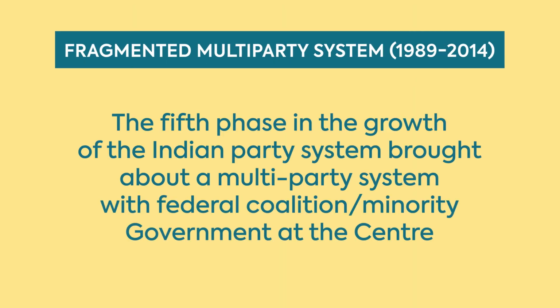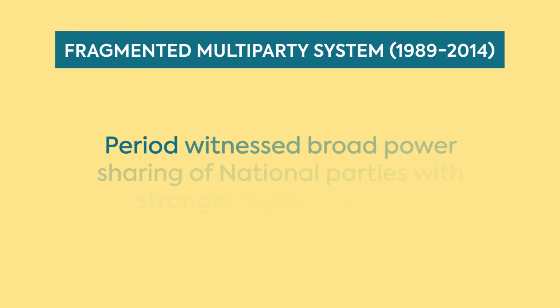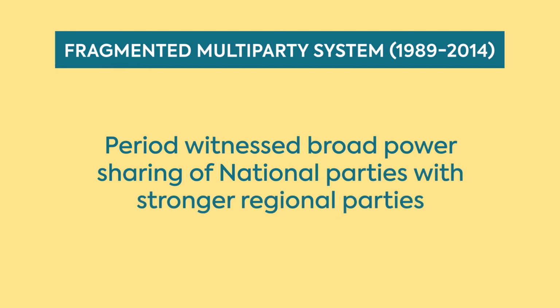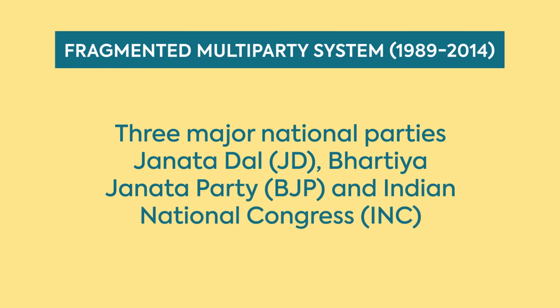Coming to the fifth phase, the fragmented multi-party system, which covered the period 1989 to 2014. The fifth phase witnessed the rise of the multi-party system, fragmentation and multiple bifurcations of the political parties. This phase also witnessed broad sharing of political power between national and regional political parties and the formation of a number of coalition governments.